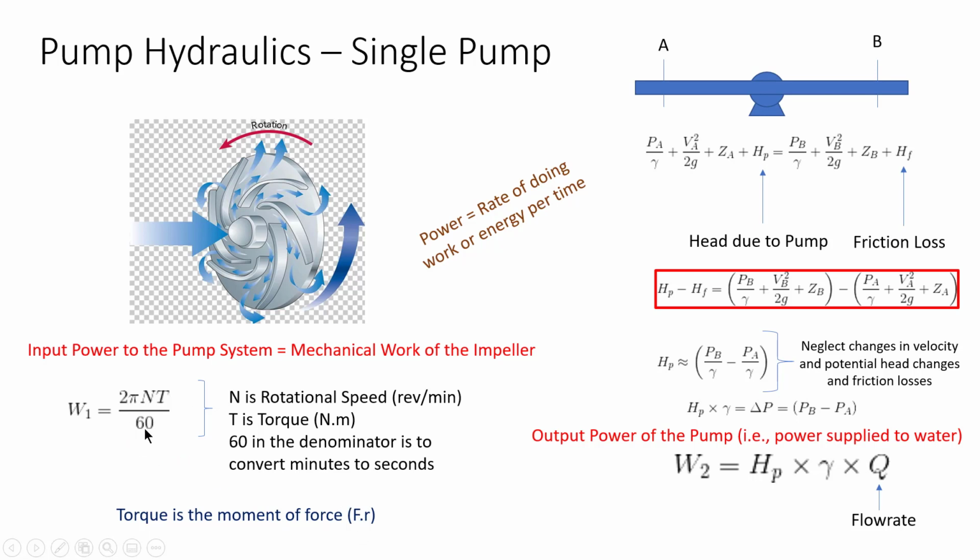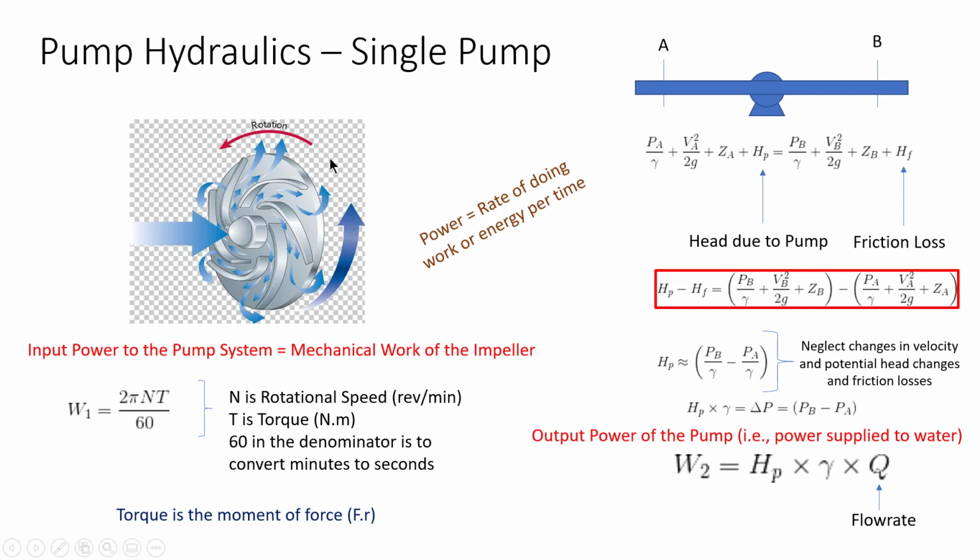And of course, we use the 60 in the denominator to convert our revolutions per minute from minutes to seconds. So we can calculate the input power as 2πnT over 60, where n is the rotational speed in revolutions per minute, and T is the torque.